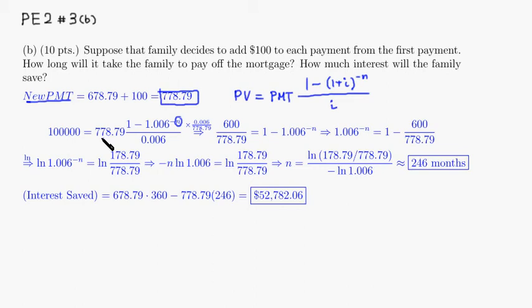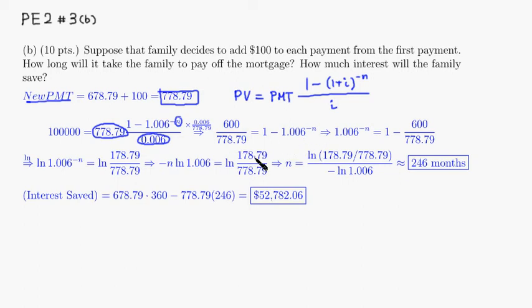First, we'll try to get rid of $778.79 by dividing through by 778.79, and at the same time we multiply both sides by 0.006. That way we can cancel those out. So 0.006 times 100,000 would be 600, then divided by 778.79. That way you only have 1 minus 1.006 to the negative n power.